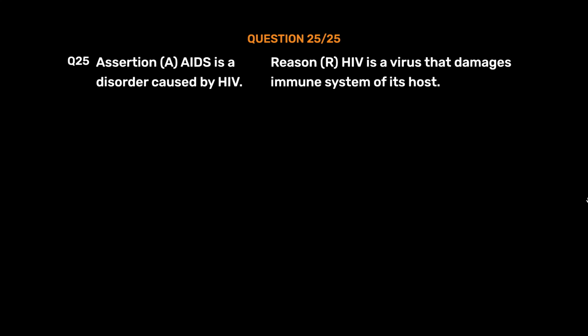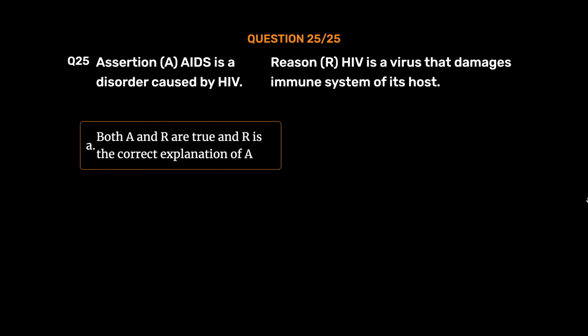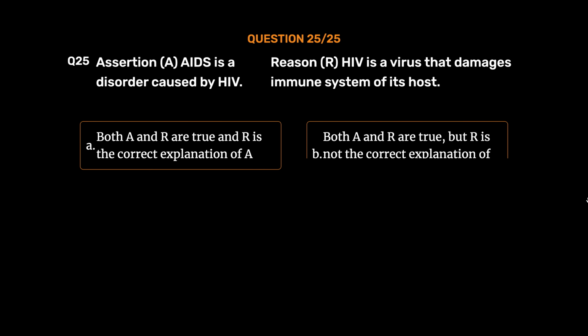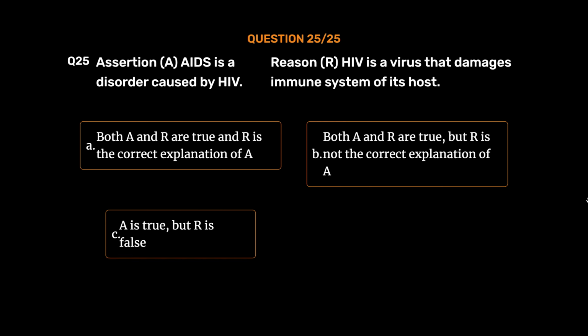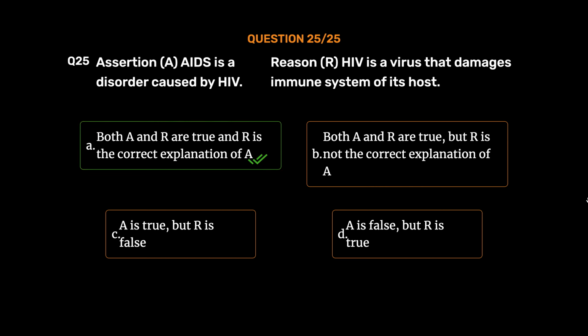Question number 25. Assertion A. AIDS is a disorder caused by HIV. Reason R. HIV is a virus that damages immune system of its host. Option A. Both A and R are true and R is the correct explanation of A. Option B. Both A and R are true, but R is not the correct explanation of A. Option C. A is true, but R is false. Option D. A is false, but R is true. The correct answer is option A. Both A and R are true and R is the correct explanation of A.